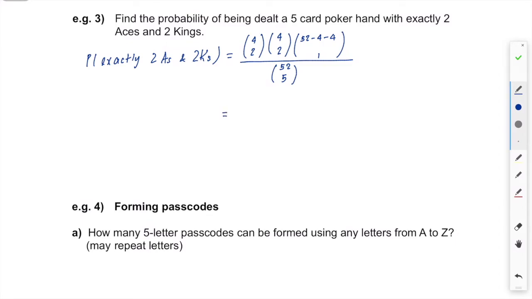So for you to check your answers, I'm going to work out the individual parts. 4 choose 2 is 6. 4 choose 2 is 6 again. Here I have 52 minus 4 minus 4, 44, so 44 choose 1, which is 44. And 52 choose 5 is 2,598,960. So this is how many different poker hands you can come up with. And this simplifies to exactly 33 out of 54145, palindrome, or roughly 0.0609%. Really, really low, right?